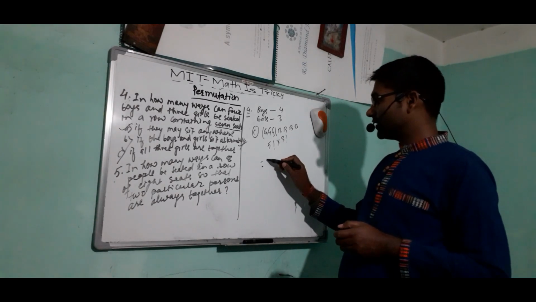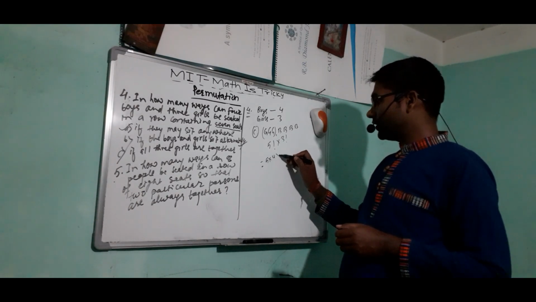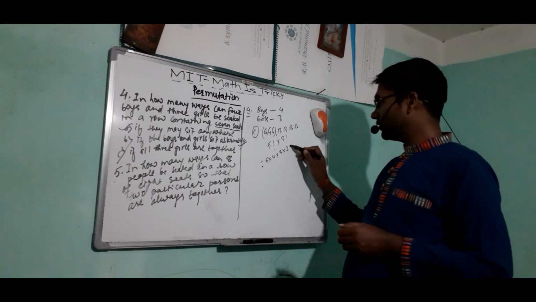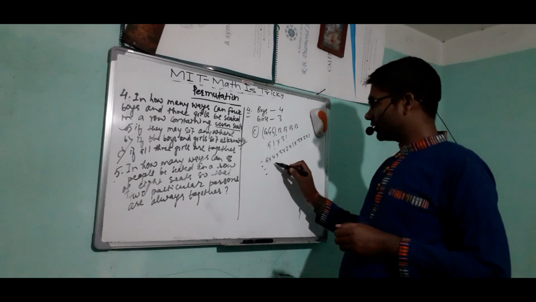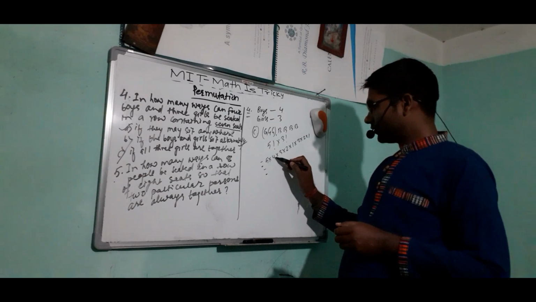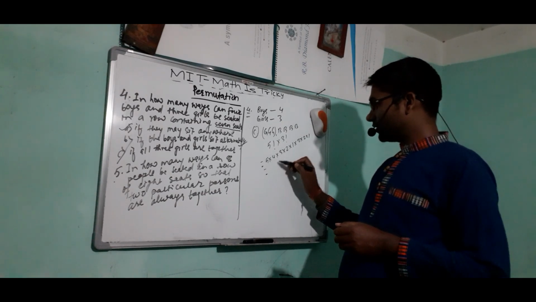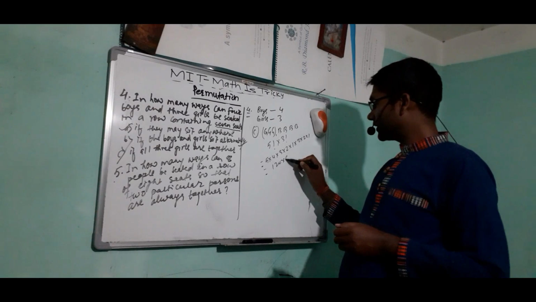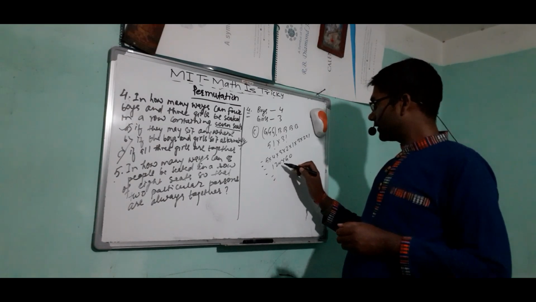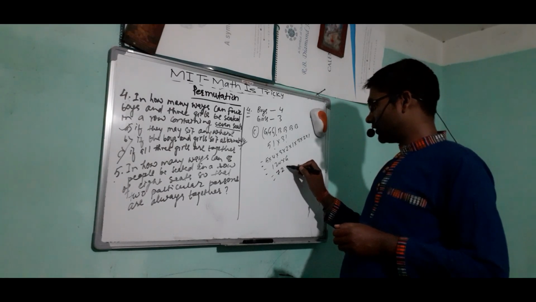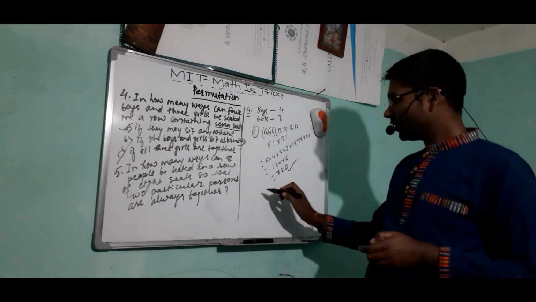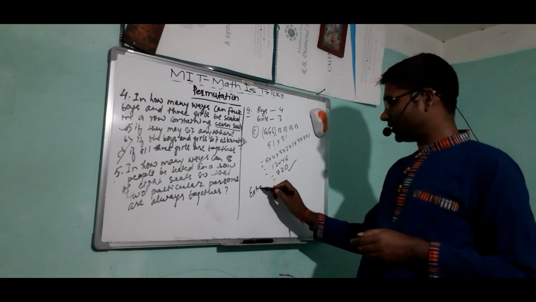So it will be simply 5 into 4 into 3 into 2 into 1 into 3 into 2 into 1. You can use a calculator also. 5 fours are 20, 20 into 6, 120 into 6. So it will be 120 into 6, and 720 is our answer.